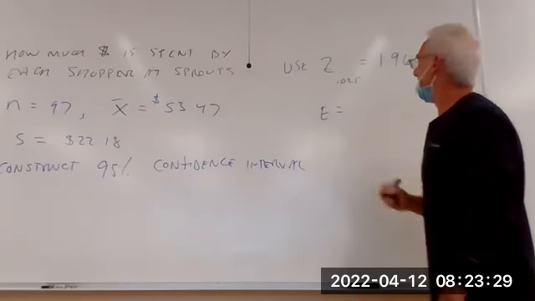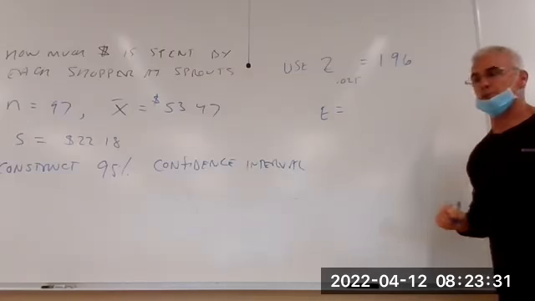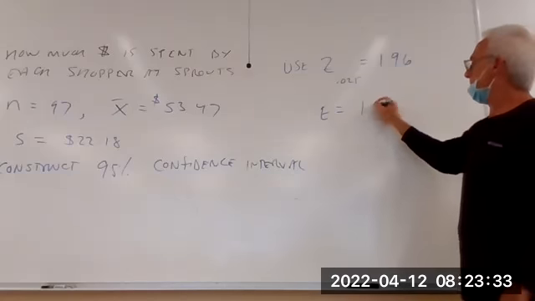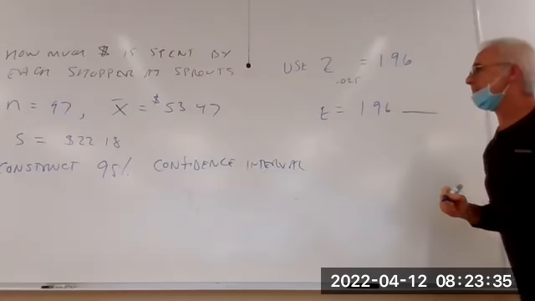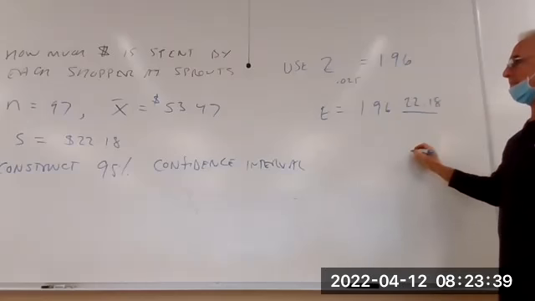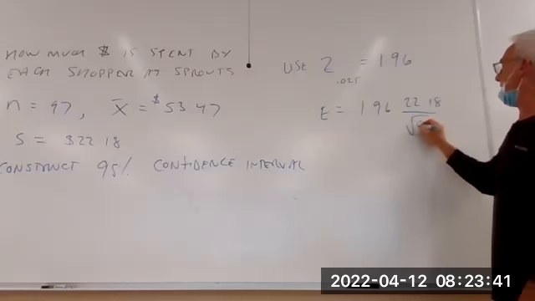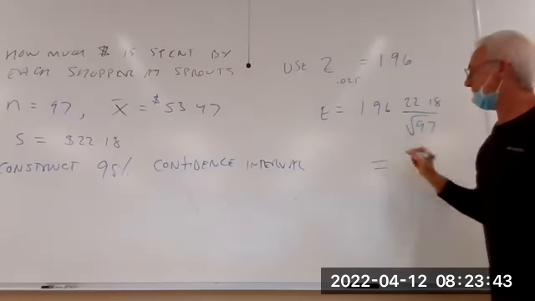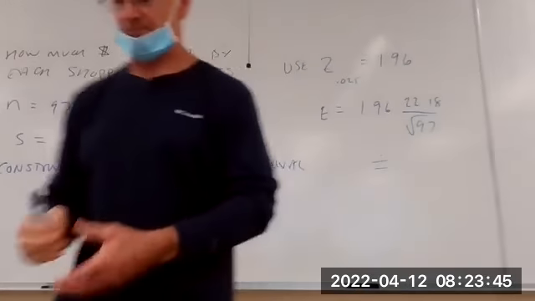I have all of the numbers I need to do my calculation. So the error is, tell me, what am I going to put in my calculator? 1.96 times 22.18, divided by the square root of 97. Good. Now this is a dollar amount once again.